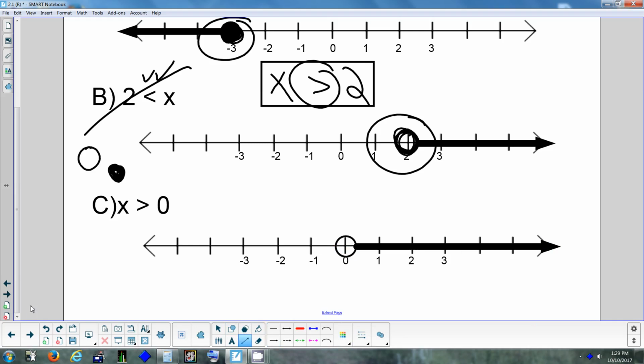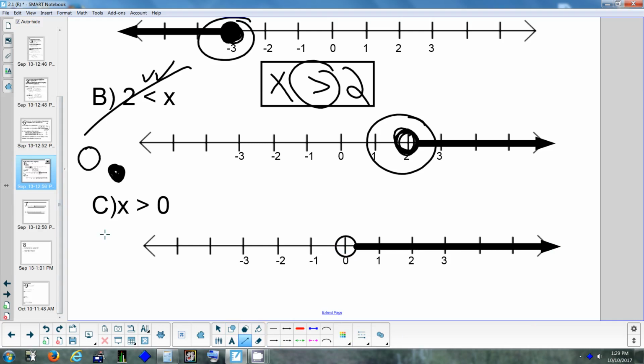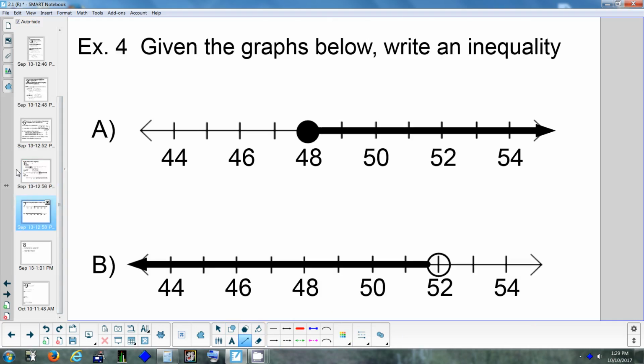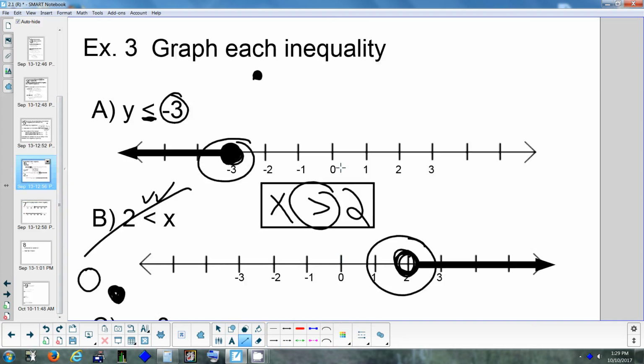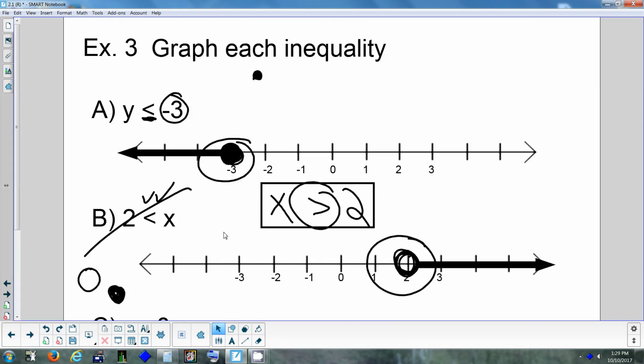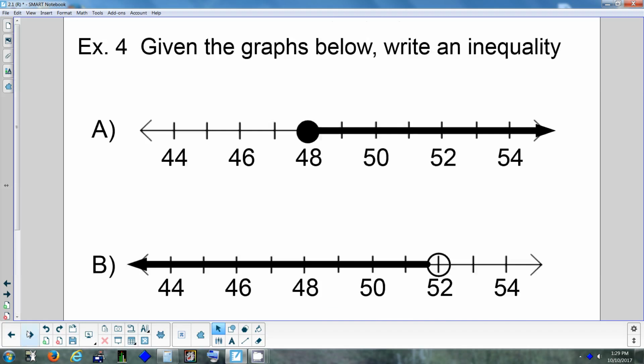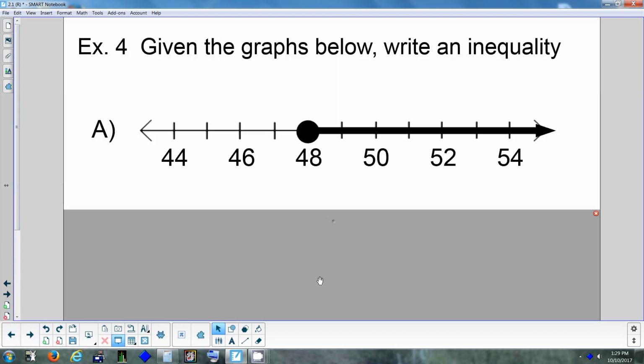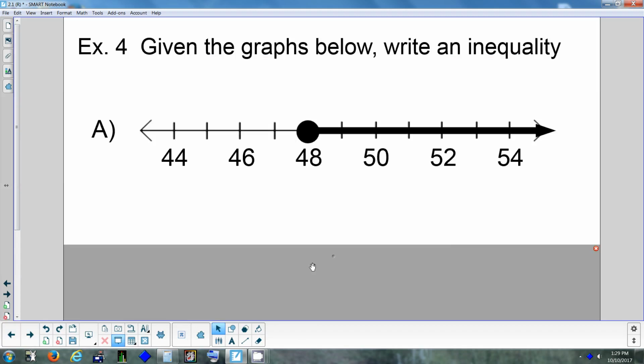And like I said, the thing with today is, with these inequalities, are we solving today? No. I don't think so. Okay, perfect. All right, now, we're going to give you the opposite. For these next few, you have to write the inequality. We give you the graph, you have to write it, okay?